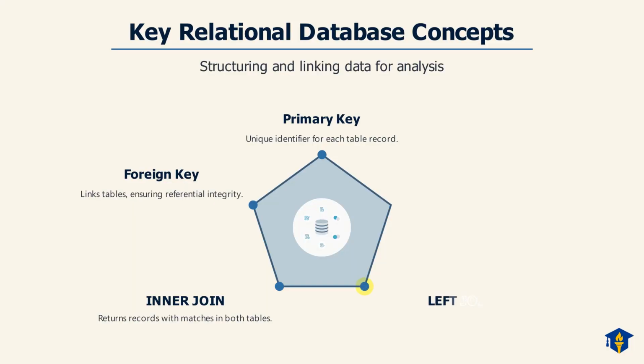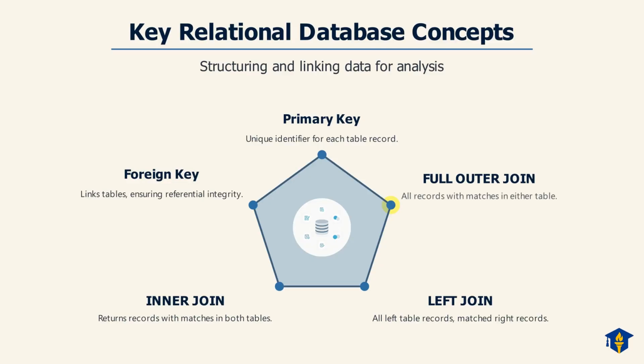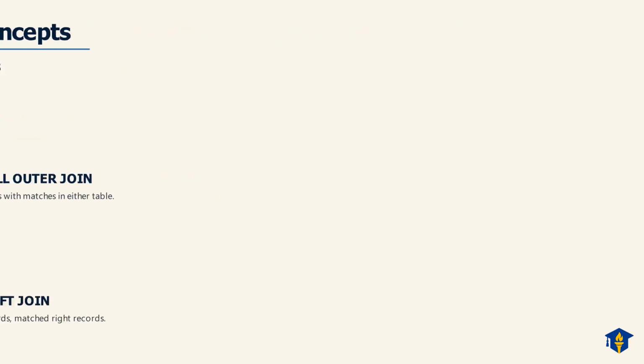A left join returns all records from the left table plus matched records from the right. This means you get all left table records and any matching records from the right. A full outer join retrieves all records when there is a match in either table. It returns all records from both tables, including non-matching ones where applicable.